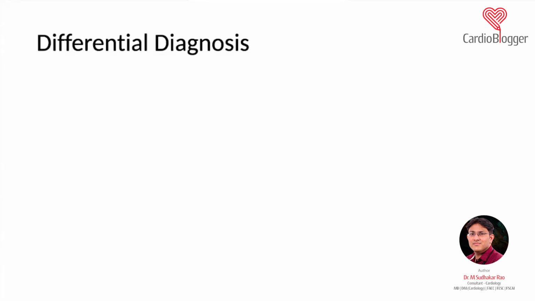This is one of the important differentiating points between AS and HCM. AS doesn't give a family history, HCM may give a family history. It is usually exertional in AS, it is usually post-exertional in HCM, apart from the clinical examination, which we may discuss in the next few classes.